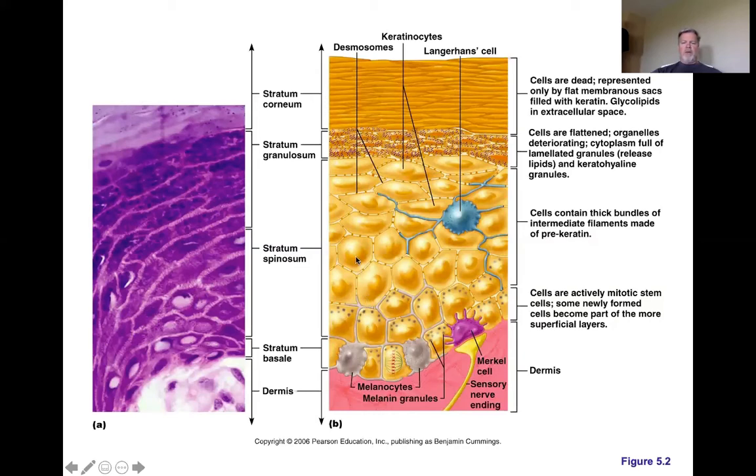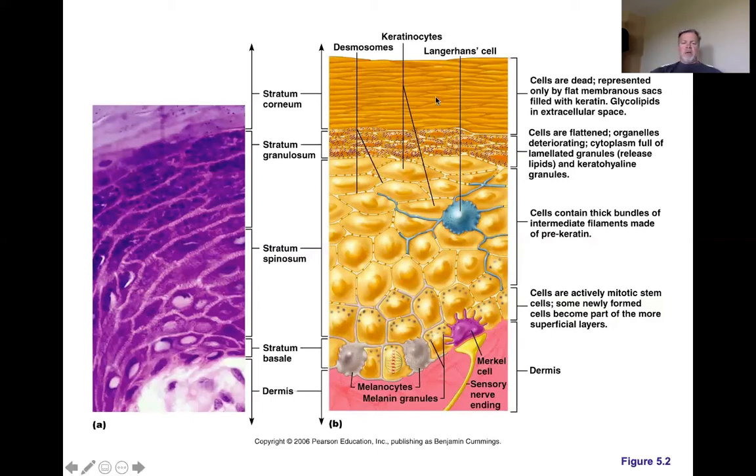If we move up, we go into the stratum spinosum. This contains a web-like system of intermediate filaments. We also find melanin granules and Langerhans cells. They're abundant in this layer. So that's the stratum spinosum. You can see we have desmosomes. Those are what's connecting these cells together. So that's where we get that web-like system.